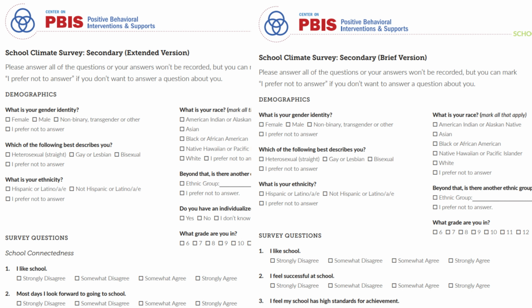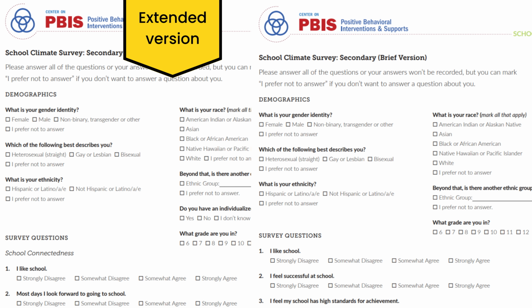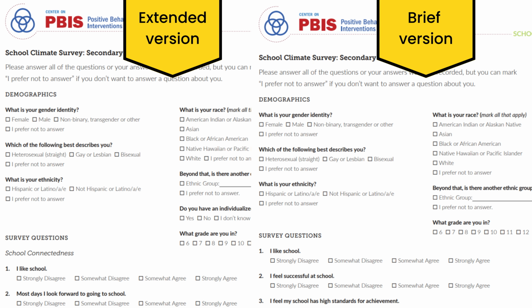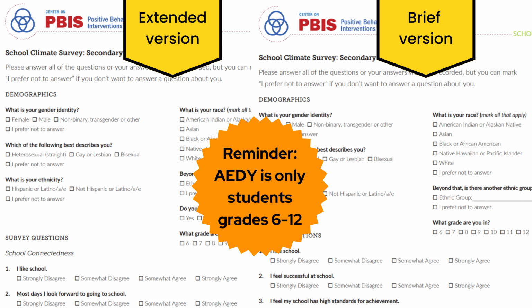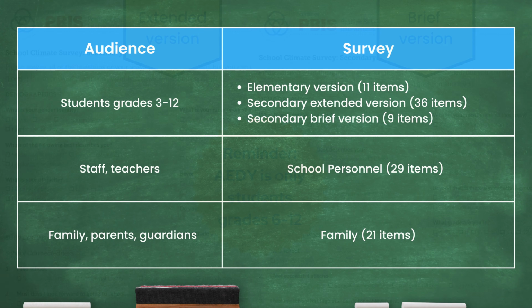The student survey can be administered in grades 3 through 12. There are two versions of the student survey, the extended version and the brief version. The extended version is recommended to give once a year, and the brief version can be utilized throughout the year for progress monitoring. This chart shows the available surveys and how many items are on each.